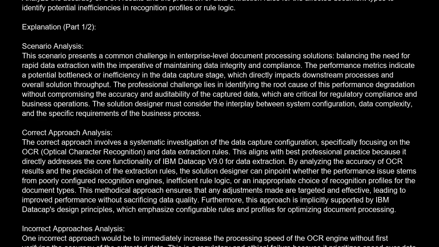The correct answer is B. Analyze the accuracy of OCR results and the precision of data extraction rules for the affected document types to identify potential inefficiencies in recognition profiles or rule logic.